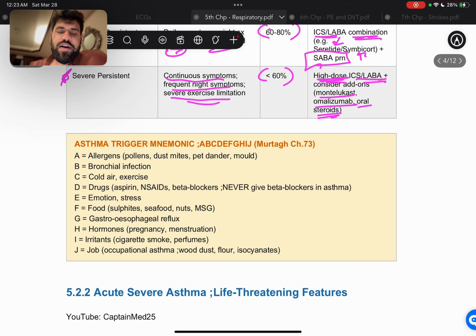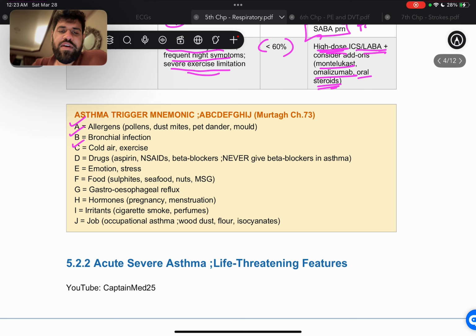Moving on to the triggers for asthma, the mnemonic is A, B, C, D, E, F, G, H, I, J. A is for allergens, B for bronchial infection, C for cold air and cold air while exercising, D is for drugs. Drugs, I've seen the drugs being mentioned. So it's important that you memorize these drugs, and these are very simple drugs, just 3 important ones: aspirin, NSAIDs, and beta blockers.